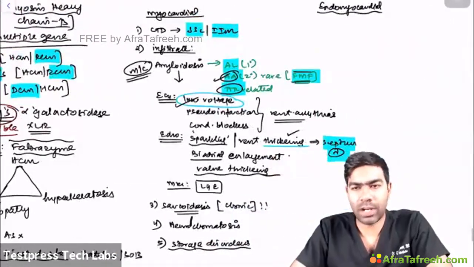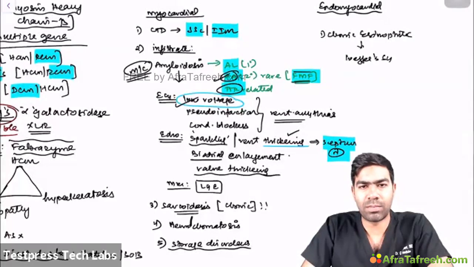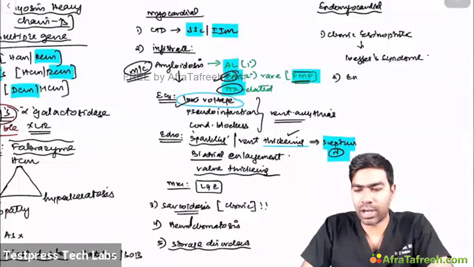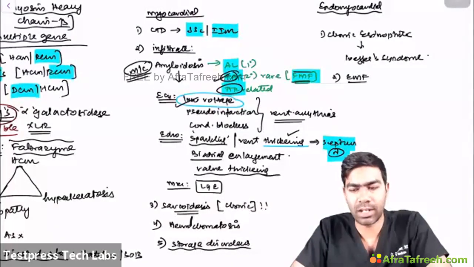And you have endomyocardial processes, which can affect both the endocardium as well as the myocardium. So the most important is the chronic eosinophilic syndromes, typically Loeffler syndrome. And you have something called endomyocardial fibrosis, that is called EMF. That is because of fibrosis of the endomyocardial area.